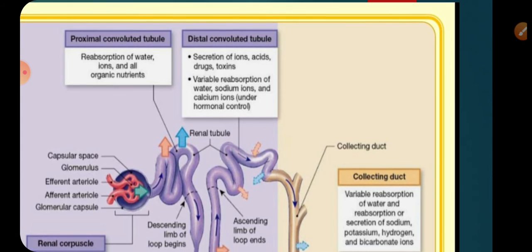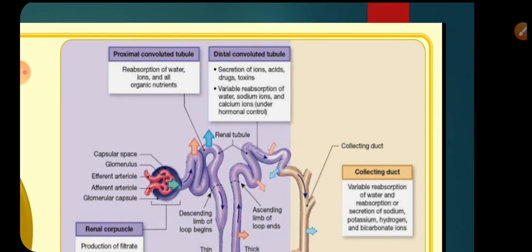DCT, that is the distal convoluted tubule, conditionally reabsorbs sodium ions and water. The collecting duct extends from the cortex to the inner part of the medulla. It absorbs a large amount of water to concentrate urine.